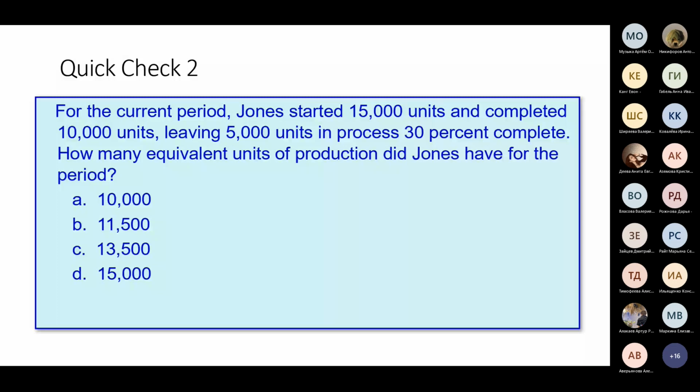So let me check the chat. Maybe we have some idea.